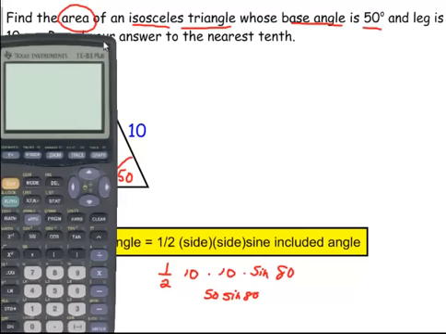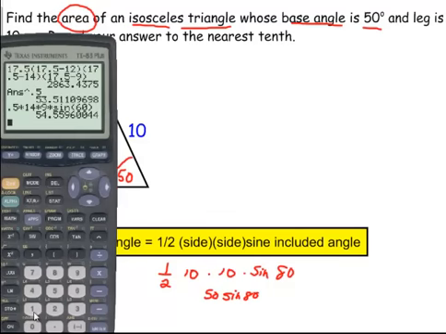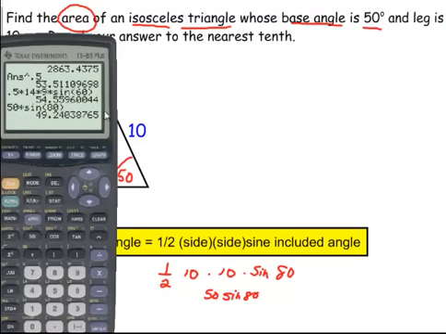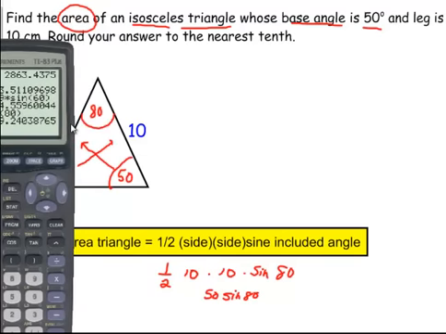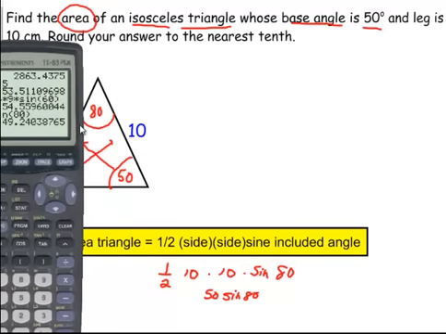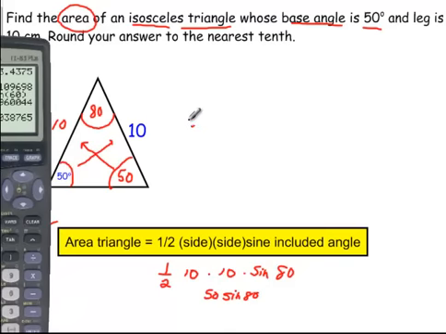So what is 50 times the sine of 80? 49. And I can narrow my answer to the nearest tenth, so it's 49.2. So the area of this triangle was 49.2.